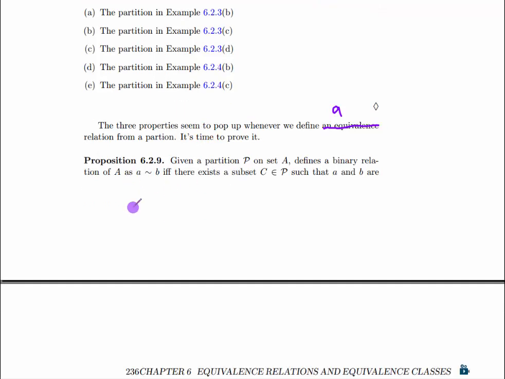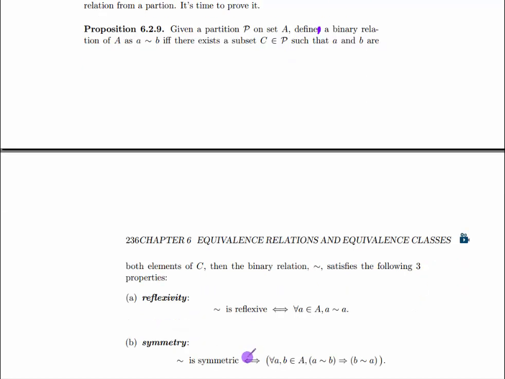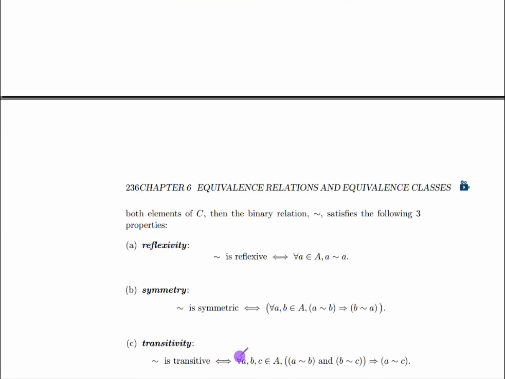So here's how we state that proposition formally. Given a partition P on a set A, define a binary relation on A as: A is related to B if and only if there exists a subset C in the partition such that A and B are both elements of C. In this case, the binary relation satisfies the following three properties. It has to be reflexive, it has to be symmetric, and it has to be transitive.